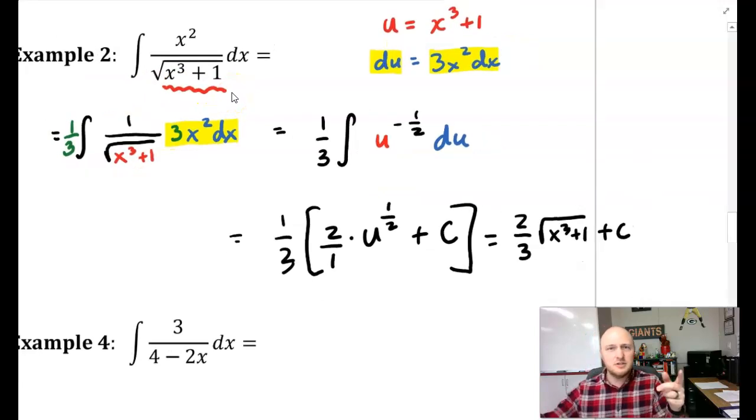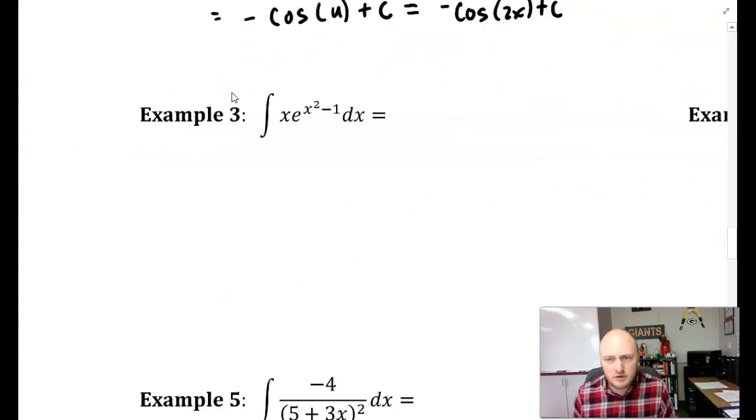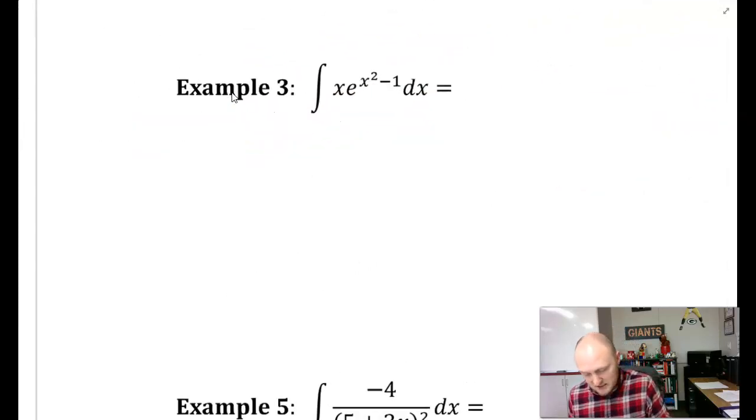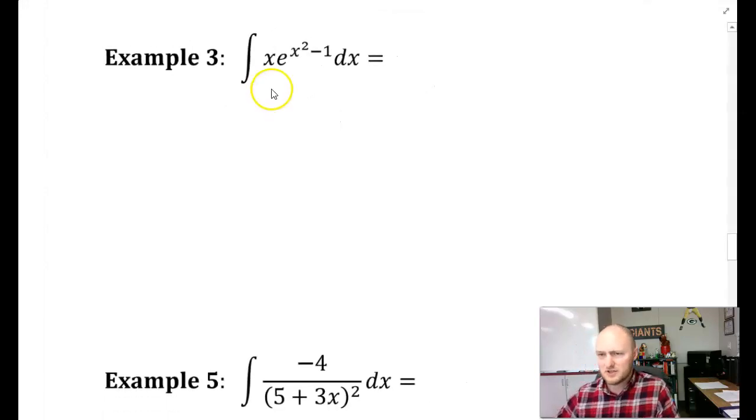Man, I tell my students this, and then I do this all the time in class. I box my answer. We're so used to doing that in math. I'm not going to box it. On the AP test, don't box it. Don't box your answer.